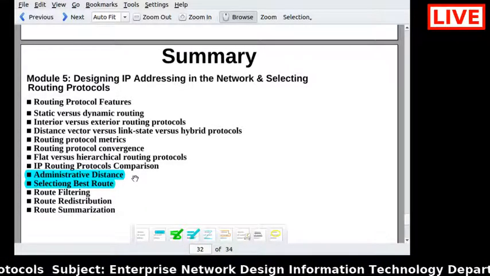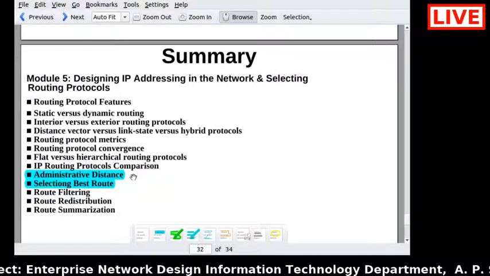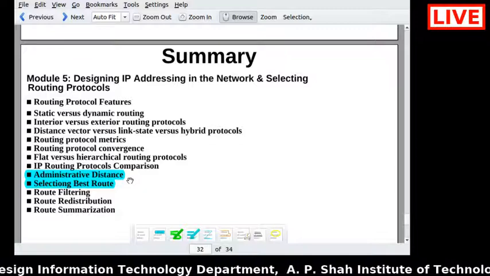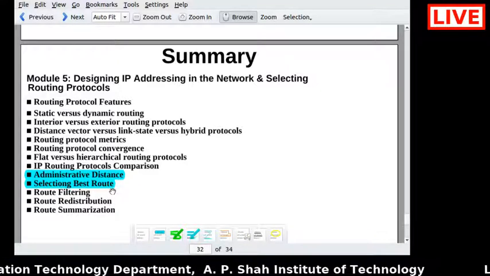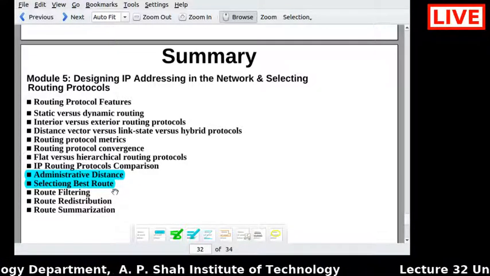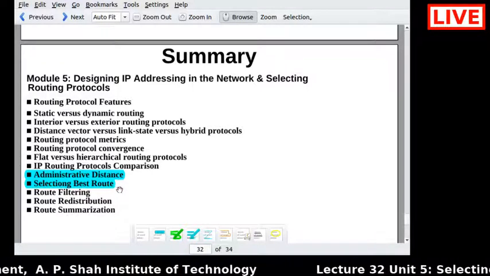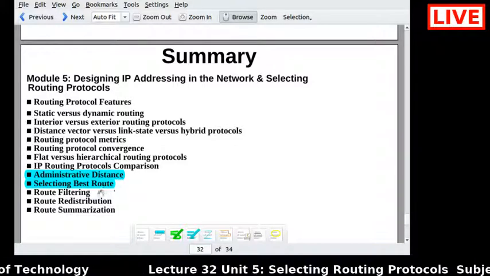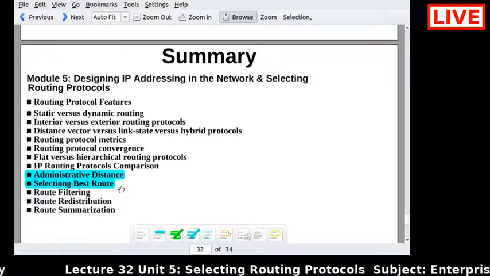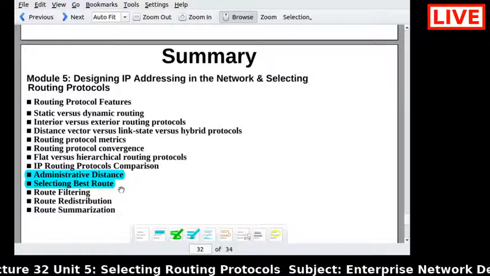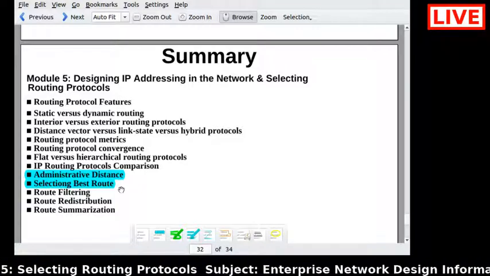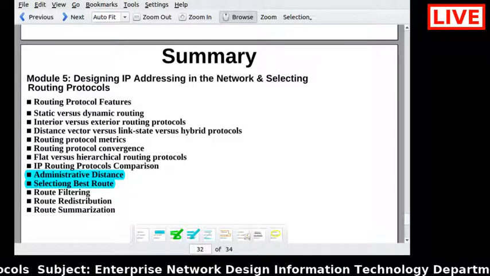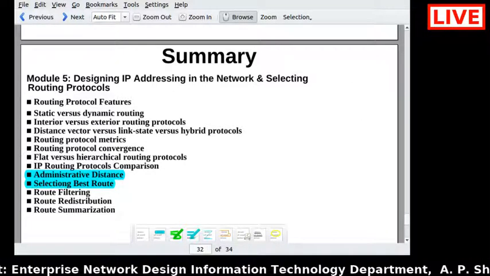And another one is your routing metrics, whatever you are going to use. For example, we have seen the hop count is one of the routing metrics for RIP. Then the bandwidth is one of the metrics for EIGRP, or load, delay, then reliability. All of these are some of the metrics of your routing protocol, and depending upon these, you can select your best route. So that is also what we have seen.